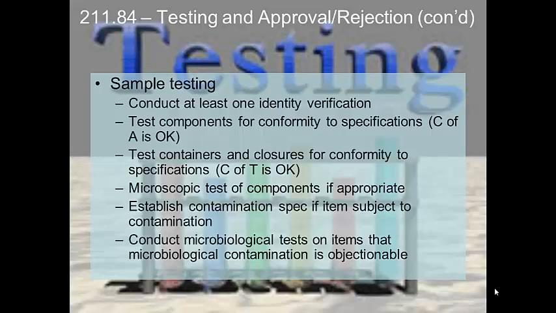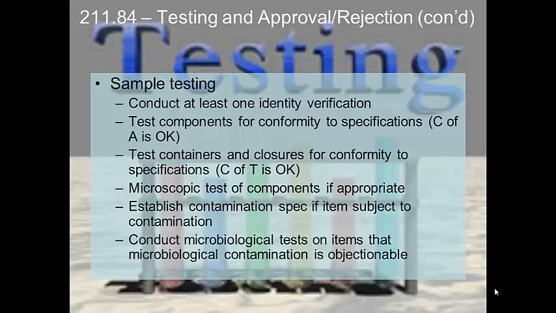Sample testing. Conduct at least one identity verification. You test your components for conformity to specifications. A certificate of analysis is okay if you're qualified. Test containers and closures for conformity to specifications, bottles, caps, whatever they are. A certificate of testing or conformity is okay. Microscopic tests of components if appropriate. Establish contamination spec if the item is subject to contamination, whatever it happens to be.